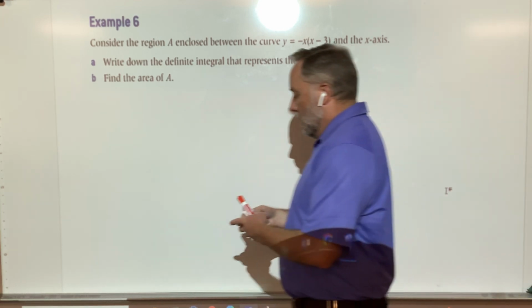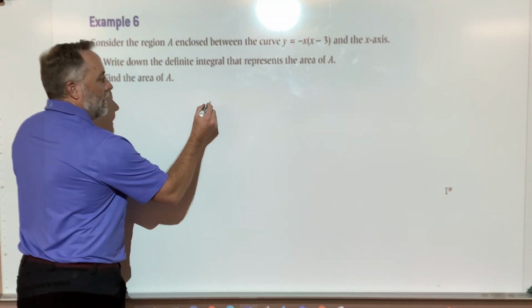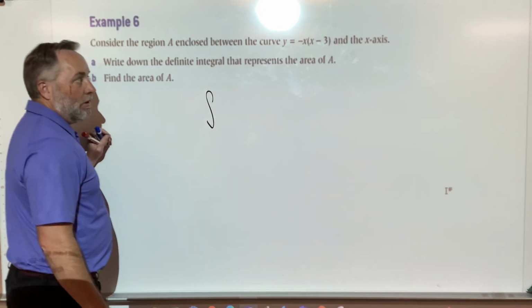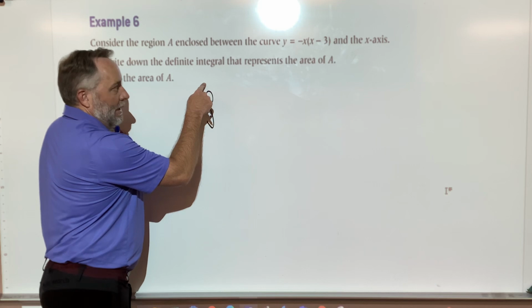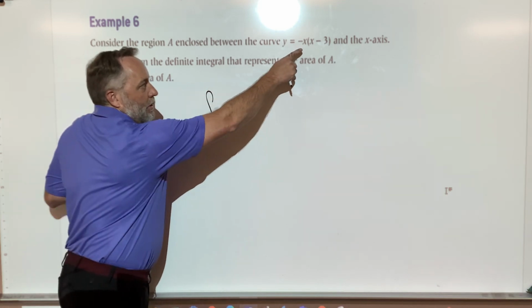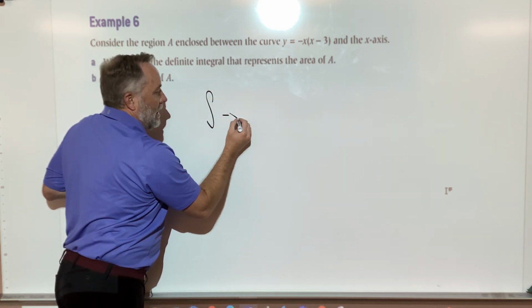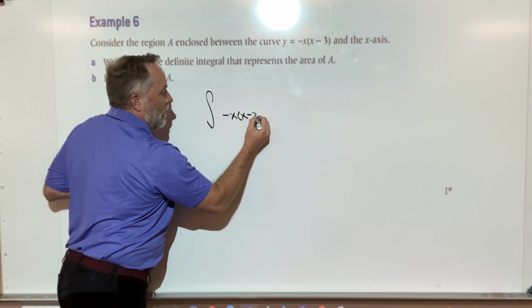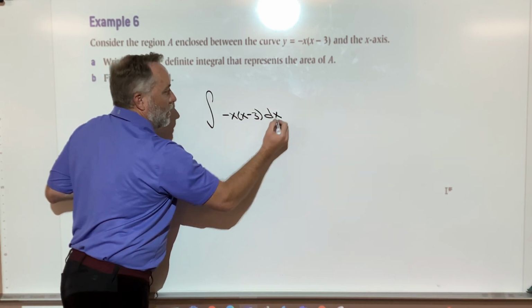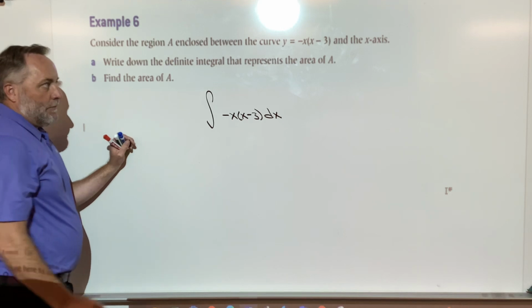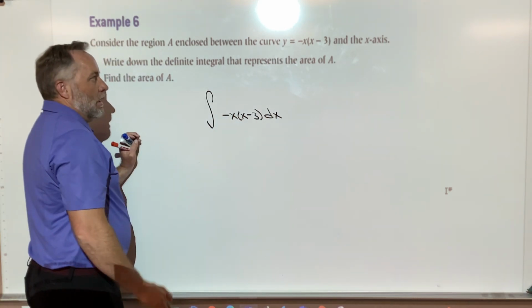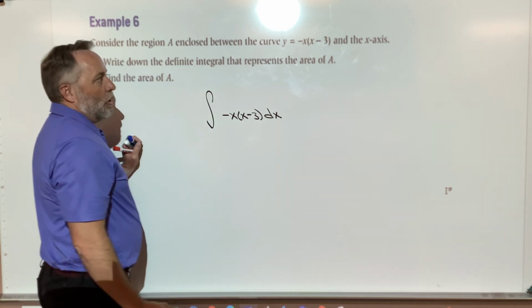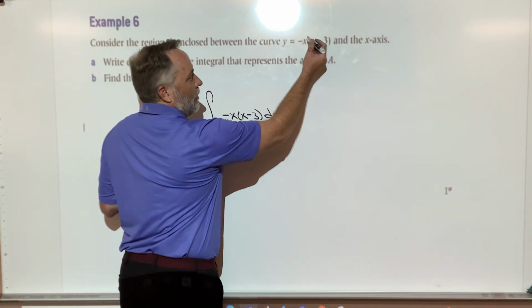So here we go. We can do the following. We need an integral. We need a definite integral. What we don't have is a lower bound and an upper bound. We do have the function, so we can say this is our function, and all of that is multiplied by dx. So we have the function. We don't have the upper and lower bounds.